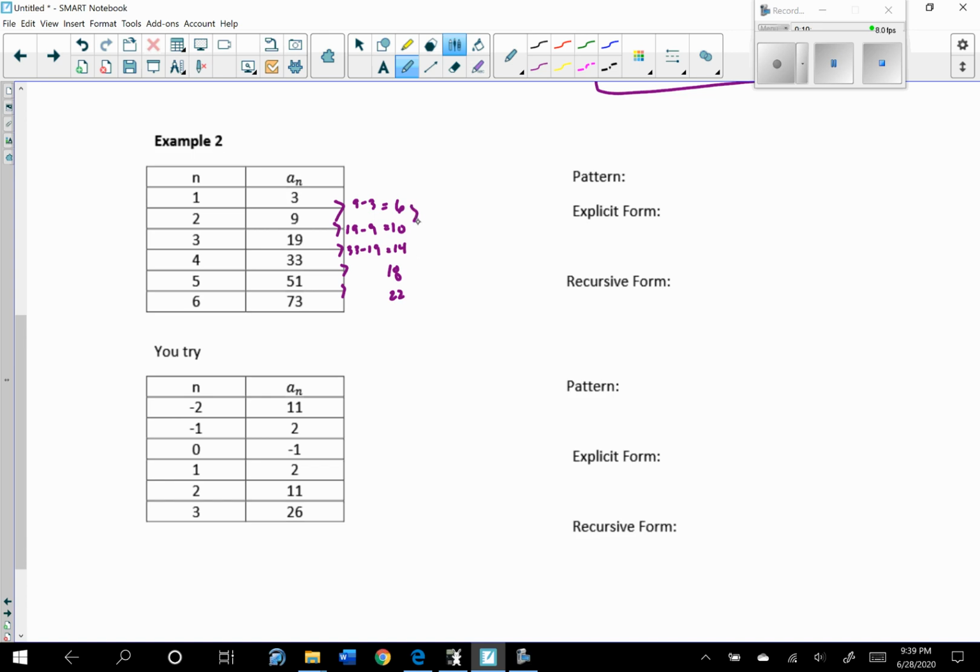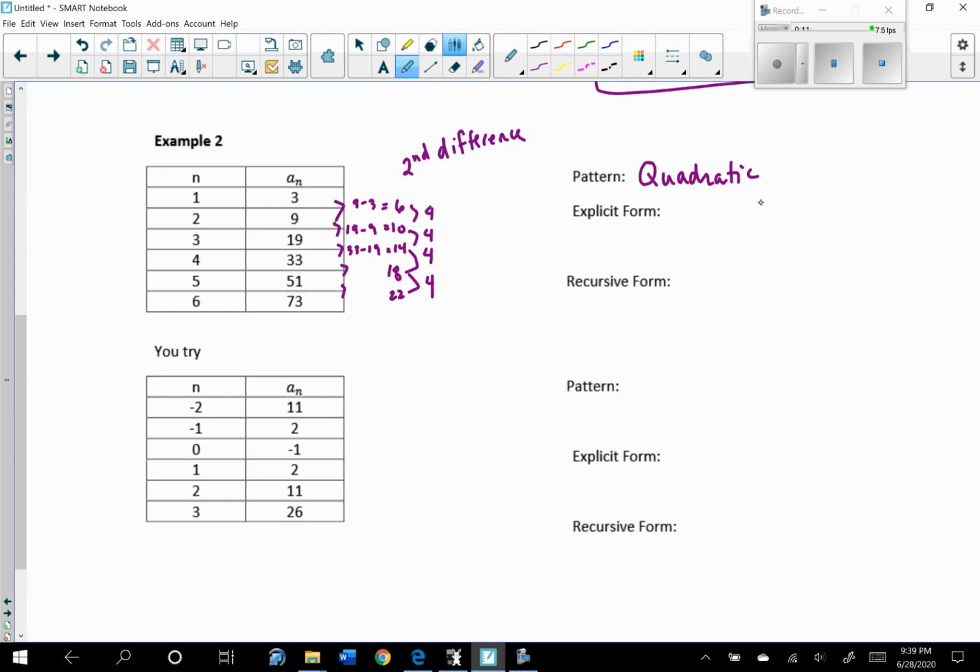So let's go ahead and subtract again. So 10 minus the 6 gives me 4. 14 minus 10 is 4. 18 minus 14 is 4. 22 minus 18 is 4. So that means the second difference is the same, which means this pattern is quadratic.